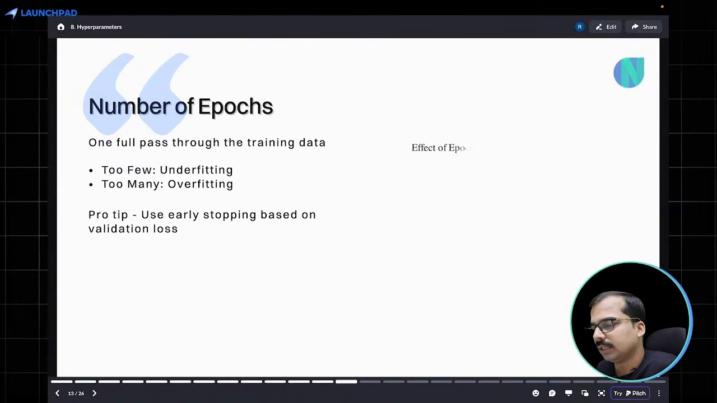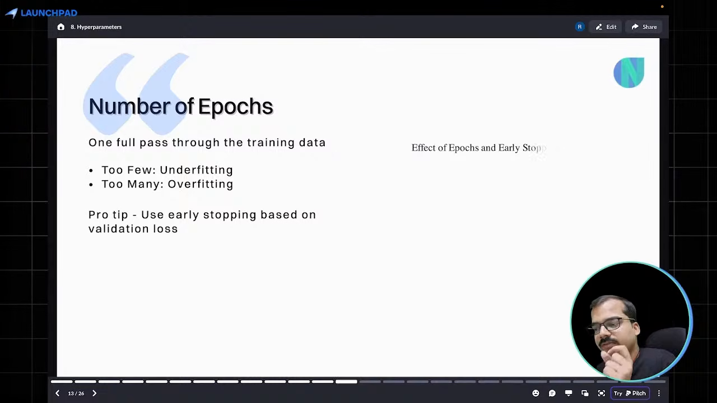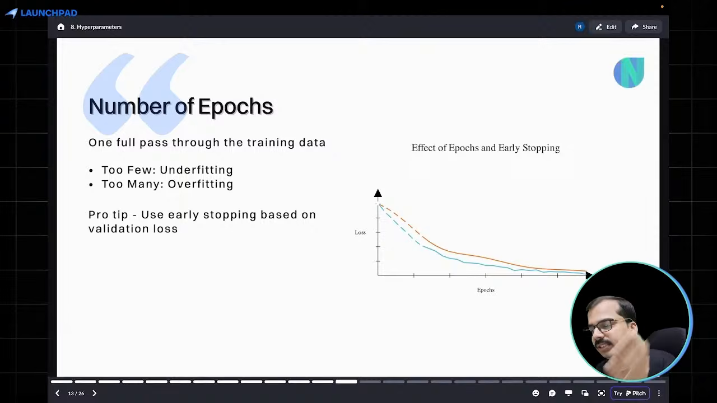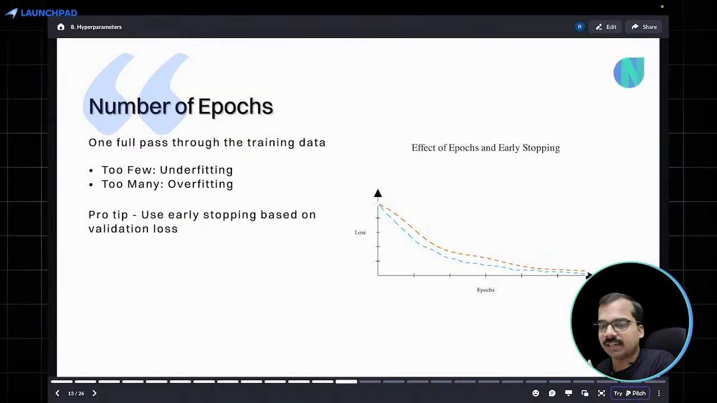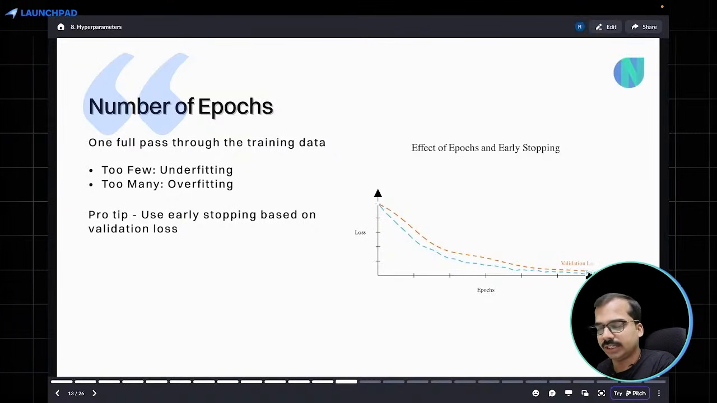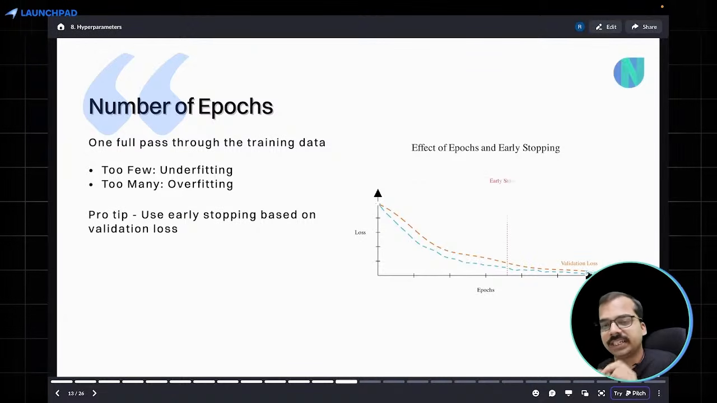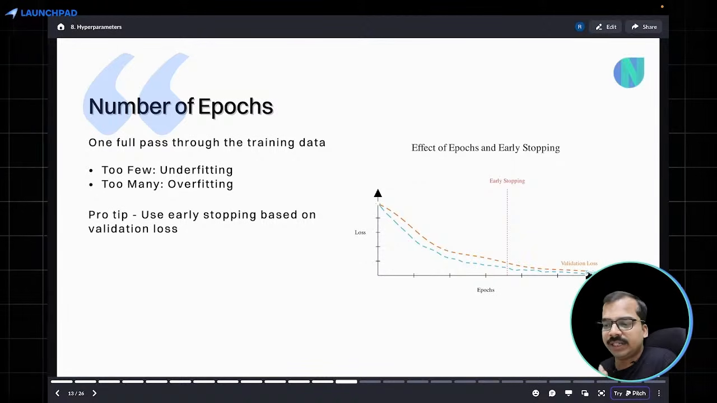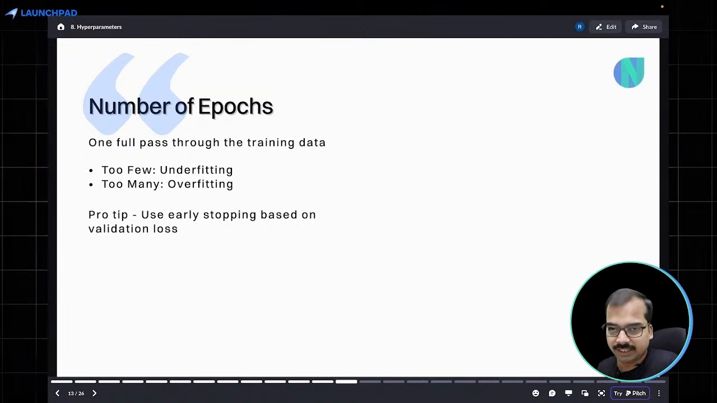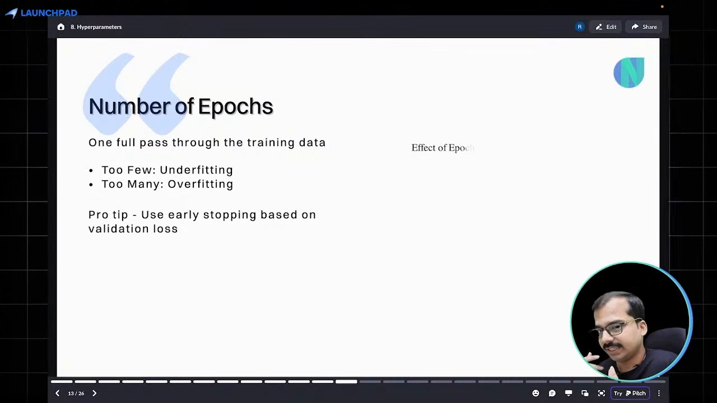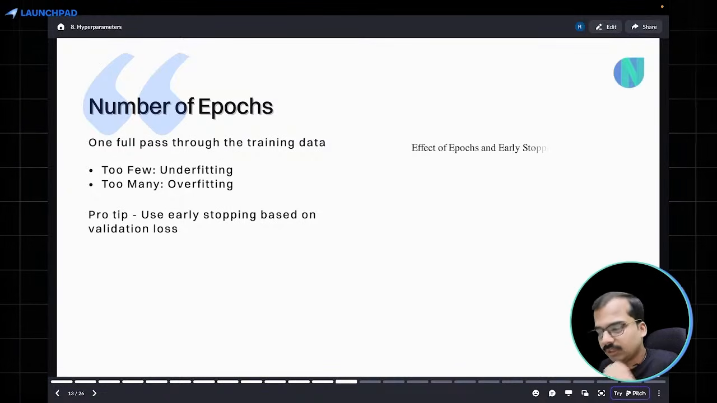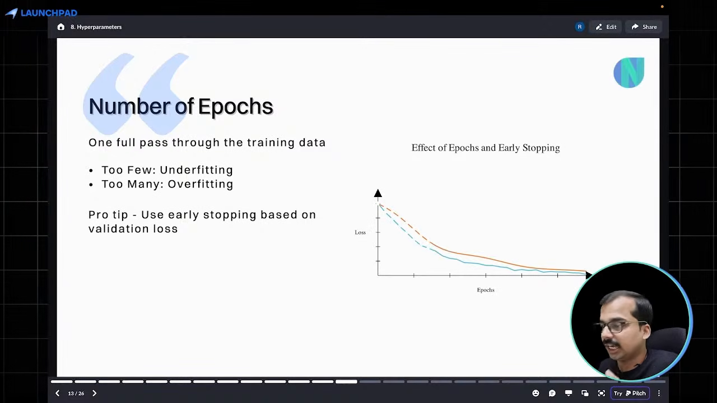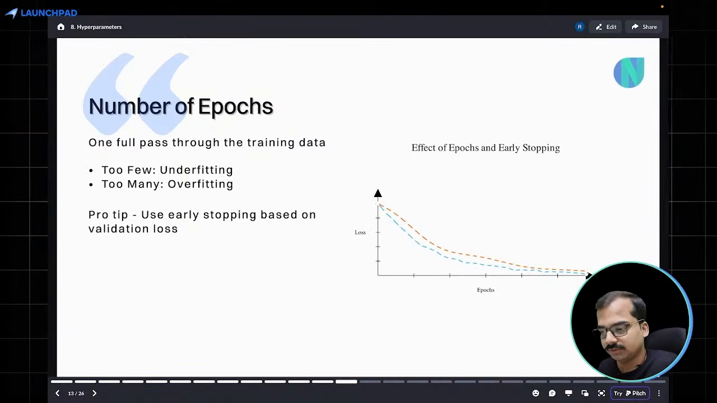Number of epochs. One epoch is basically one full pass through the training data, right? So if I had 1000 images, once all the 1000 images have been seen by my neural network, I'll conclude that one epoch is done. If you have way too many epochs, it will start overfitting because your model will start memorizing the data. And if you have way too few epochs, then your model will underfit because you have not given it sufficient time to understand the pattern of the data.